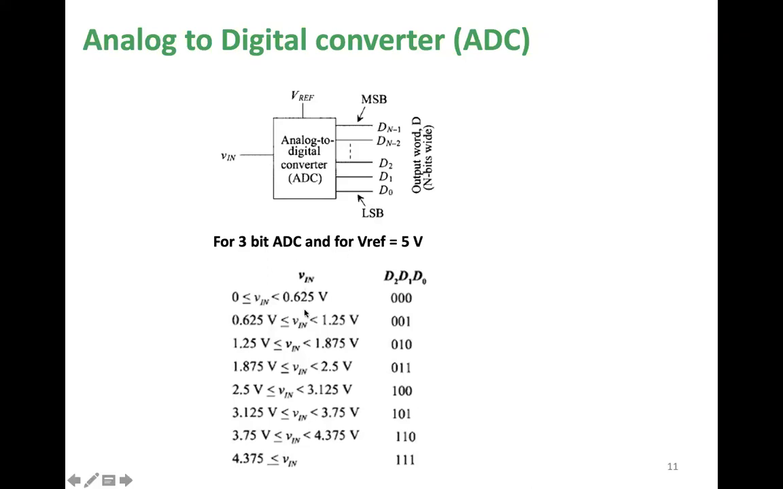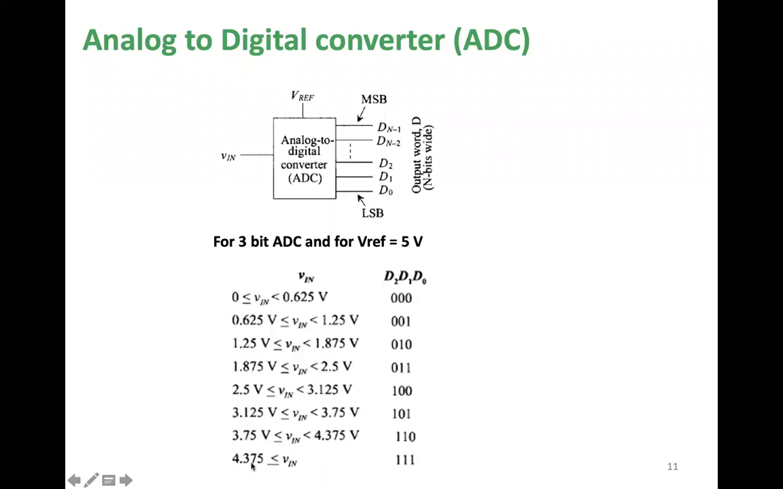Say I give 0.625, right? If the range is between 0 and 0.625, then it's going to assign the value 0, 0, 0. So at D0, D1 and D2, I should be getting 0, 0, 0. Now if the input value is lying between 0.65 to 1.25, then it goes to the next level. Here you can see that 0.625 is added to each and every value. So 1.25 plus 0.625, 1.875 plus 0.625. So all these are taken.